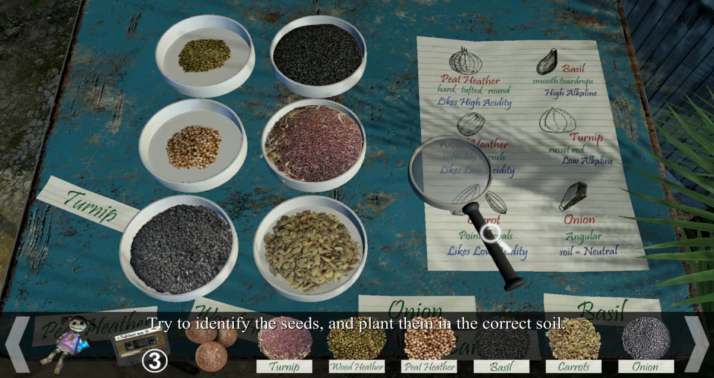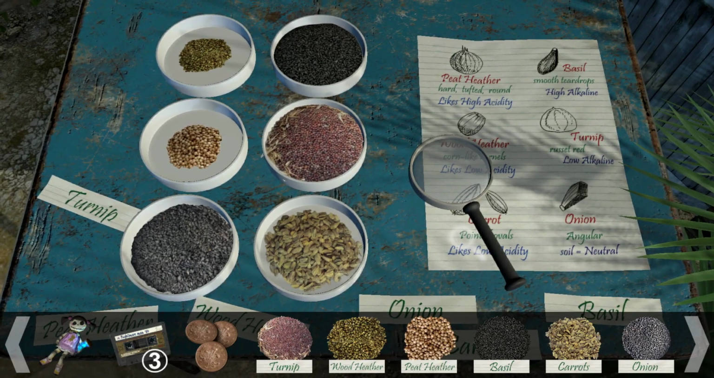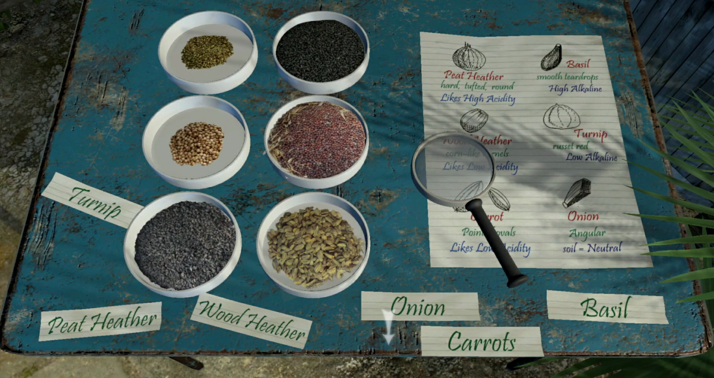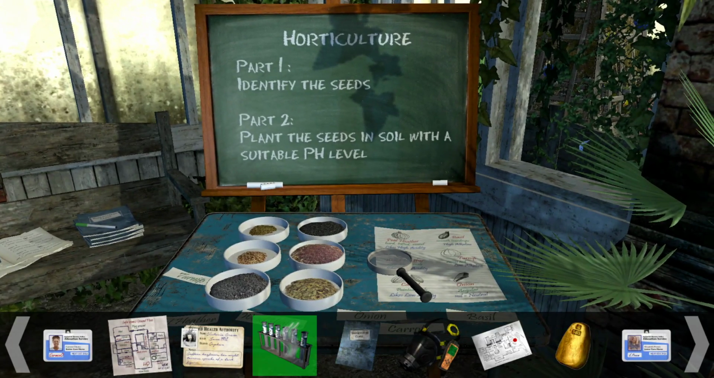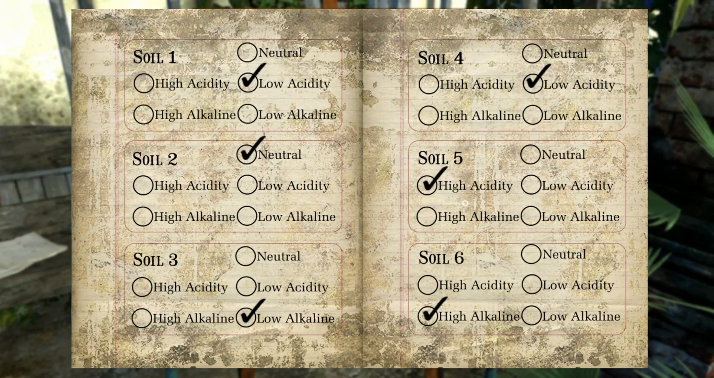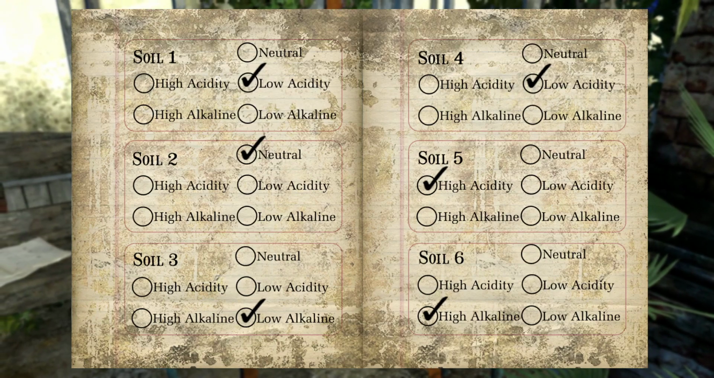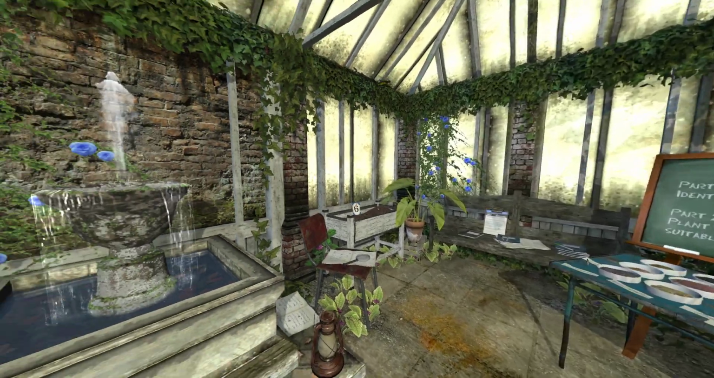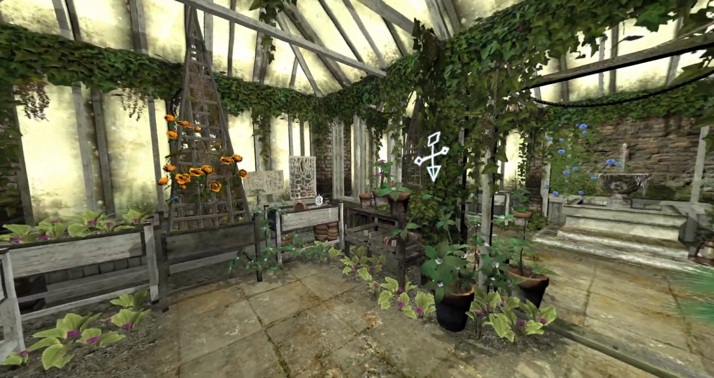Okay, and we got carrots left. And that's low acidity too. Carrots. Soil 1. I don't think I planted anything yet. Okay, soil 1. One is carrot.